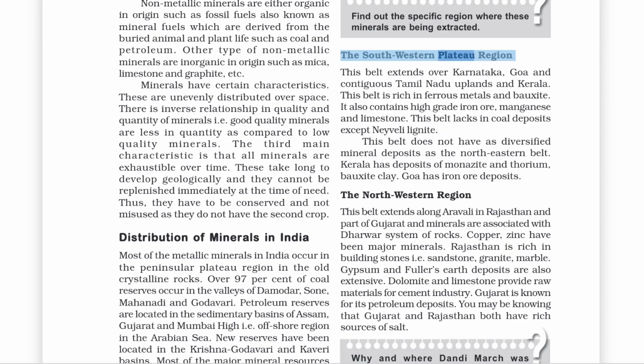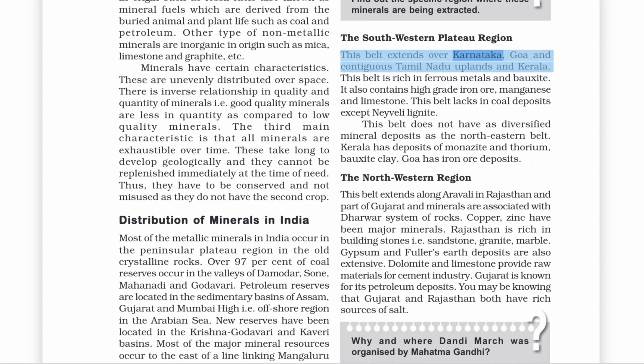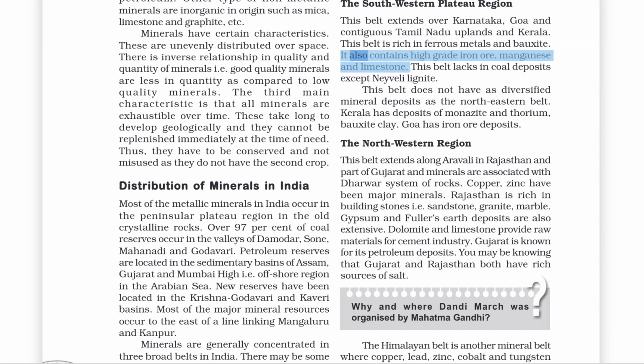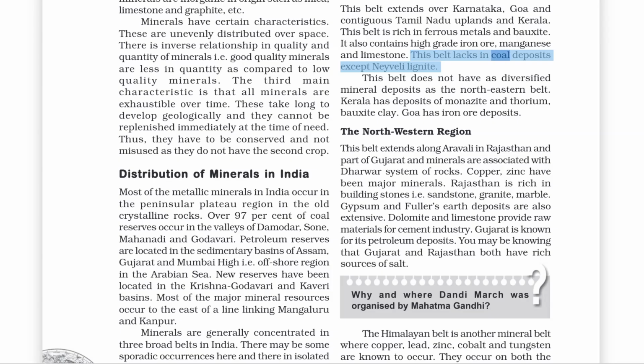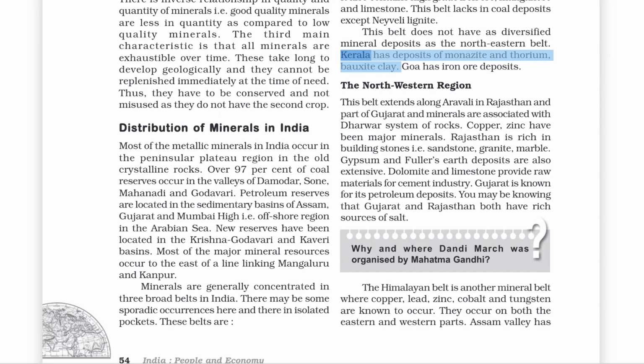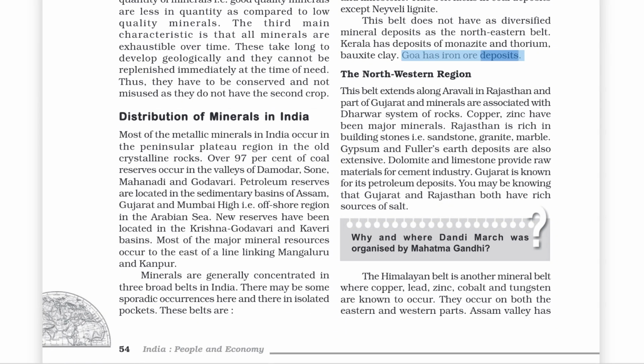The Southwestern Plateau region. This belt extends over Karnataka, Goa, and contiguous Tamil Nadu uplands and Kerala. This belt is rich in ferrous metals and bauxite. It also contains high-grade iron ore, manganese, and limestone. This belt lacks coal deposits except Neyveli lignite. This belt does not have as diversified mineral deposits as the northeastern belt. Kerala has deposits of monazite, thorium, and bauxite clay. Goa has iron ore deposits.